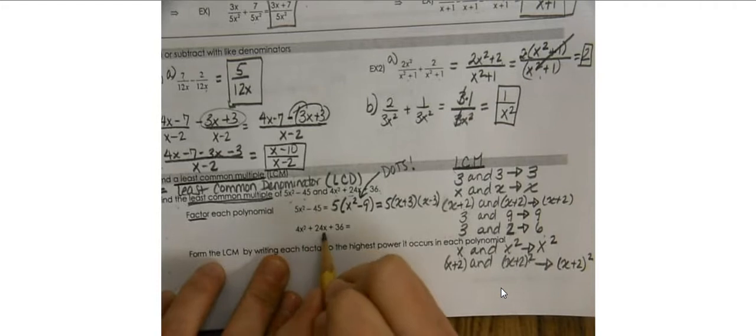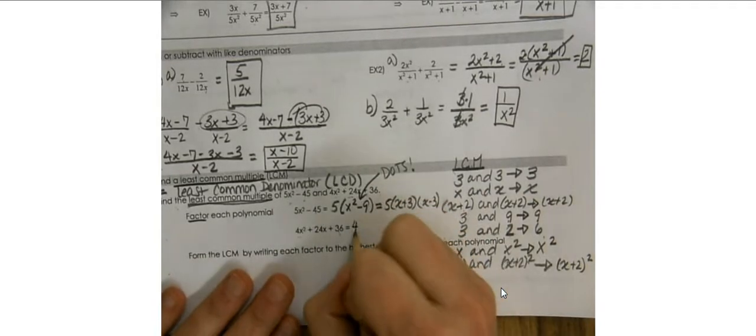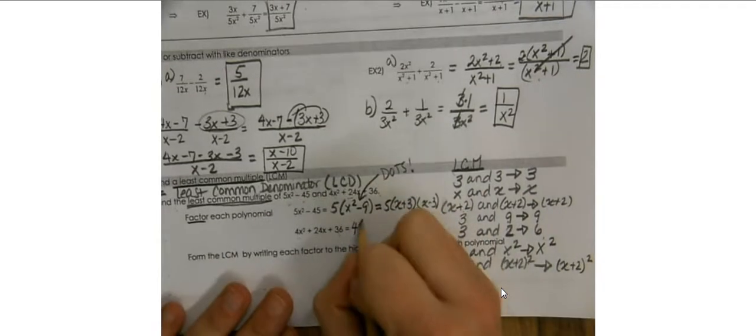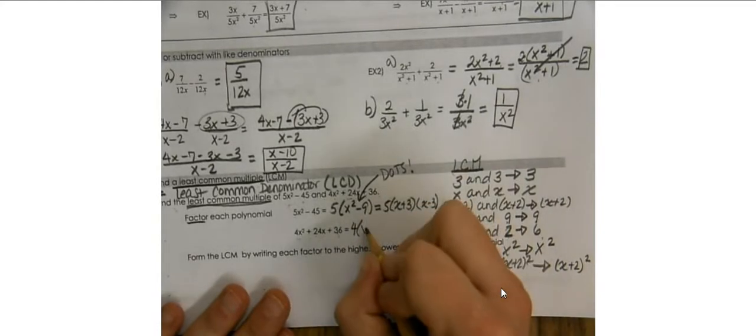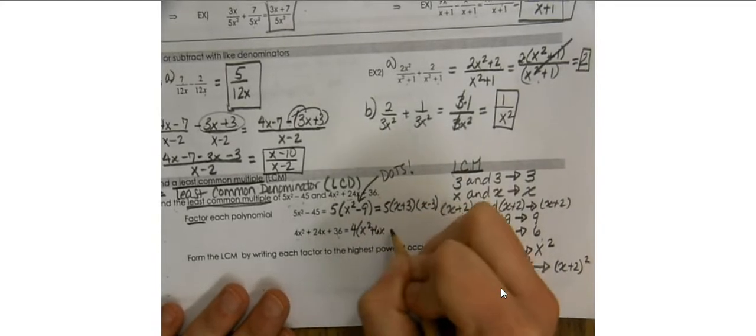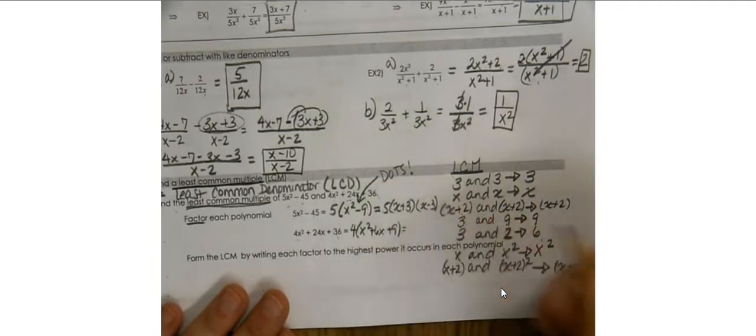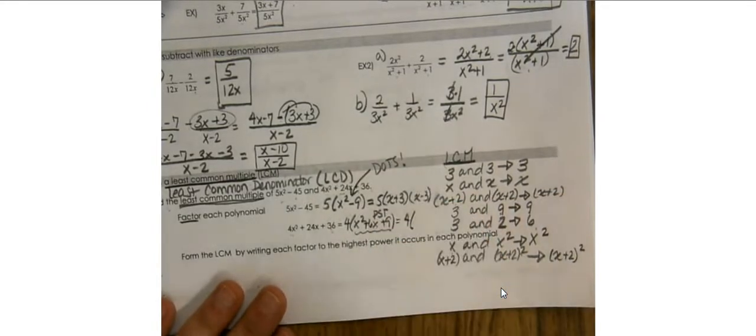Now I'm going to look at 4x squared plus 24x plus 36. All of these terms have in common a 4. So I'm going to factor out a 4. My leftovers is going to be x squared plus 6x plus 9. So this is equal to 4 times, well, x squared plus 6x plus 9 is something very special. It's a PST. It's a perfect square trinomial. And I can break that apart into an x plus 3 squared.